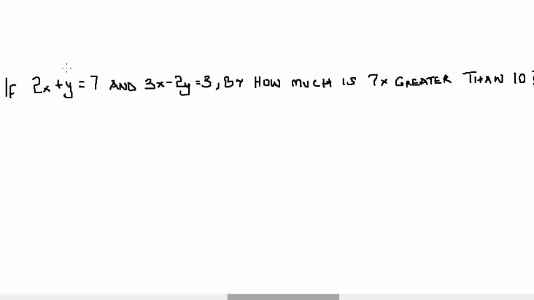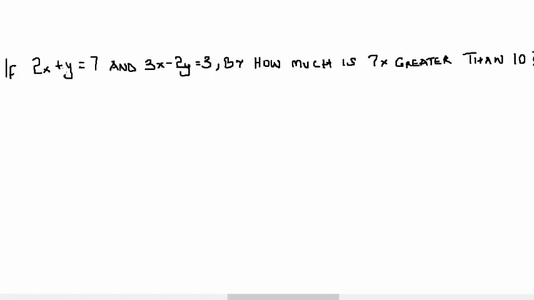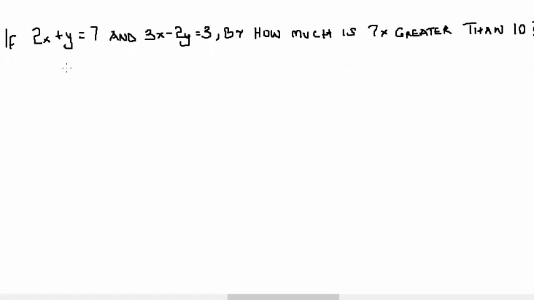It's just like the question we solved earlier. They're asking you that by how much is 7x greater than 10? What that simply means is that find 7x plus 10. Now, when you hear greater, it means addition. You are adding to something. So by how much is 7x greater than 10? Meaning, what is the value of 7x greater than 10?